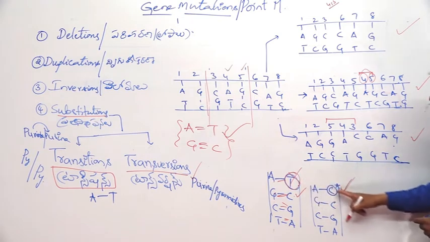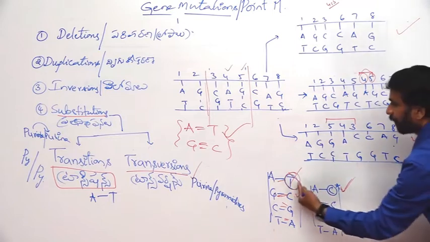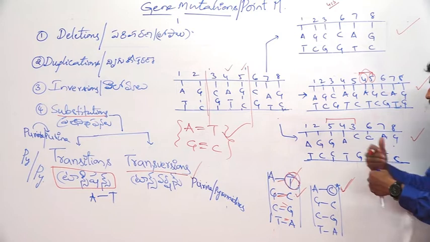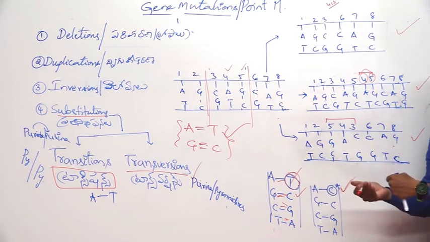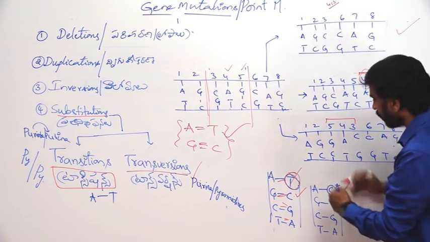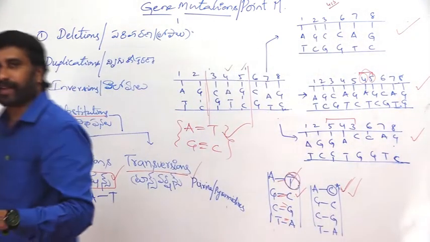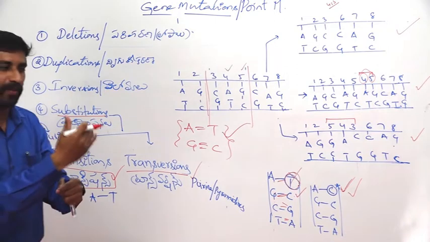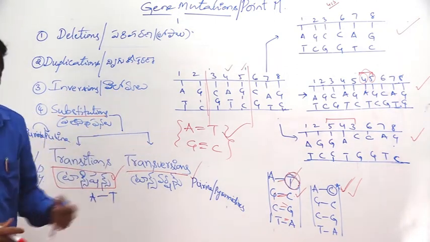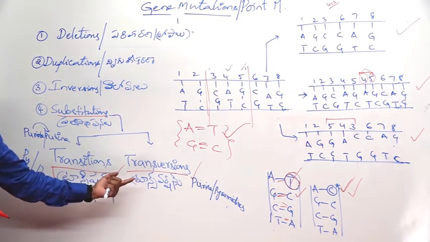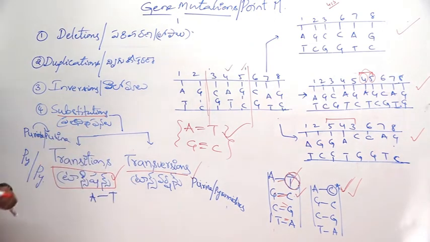A pyrimidine is replaced by another pyrimidine. This leads to the unusual pairing. Instead of AT, if the pairing occurs AC, a pyrimidine is replaced by another pyrimidine. This leads to the mutation, and this mutation comes under the transition. Like that, if a pyrimidine is replaced by purine or purine is replaced by pyrimidine, that also leads to mutation, and that is known as transversions. Alright? So these are the different kinds of gene mutation.